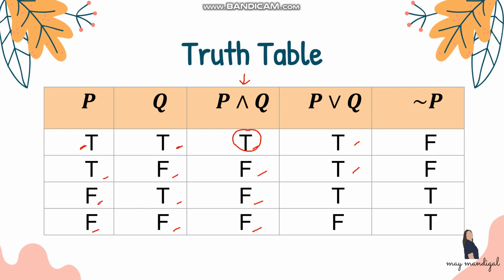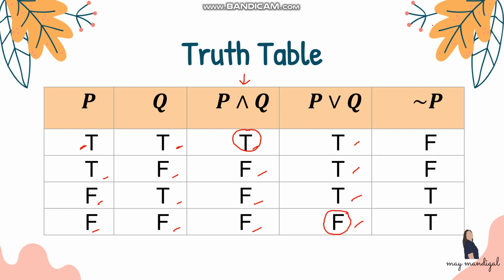Same case with the third one, it's false and true, so the disjunction is still true. The only time that our disjunction will be false is when both of our statements are false. So false and false, so the disjunction is also false. That's the only time that our disjunction will be false, when P and Q are both false. Otherwise, it is true.